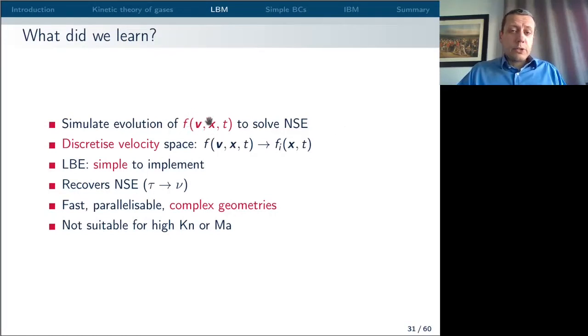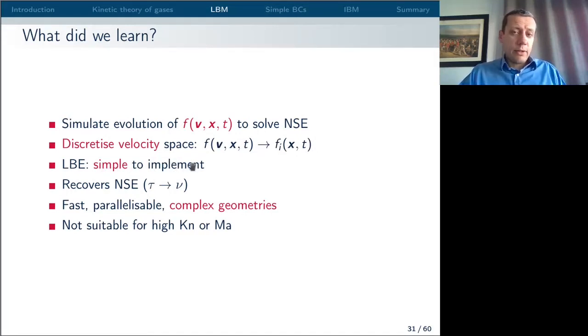the distribution function f has to be developed in space and time, and this has to be discretized in order to solve it on a computer. In order to do this, we need to discretize velocity space, which means instead of having a continuous distribution of velocities for the molecules, we allow just a small number of options. We have seen that the resulting Lattice Boltzmann equation is relatively simple to implement.